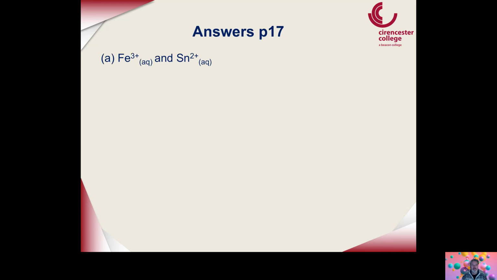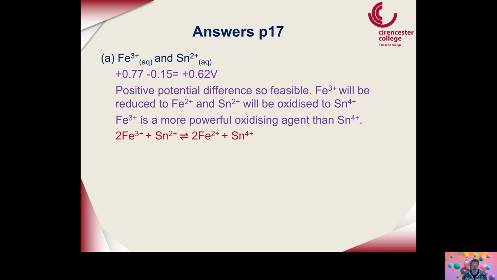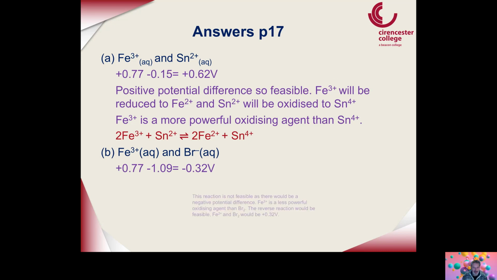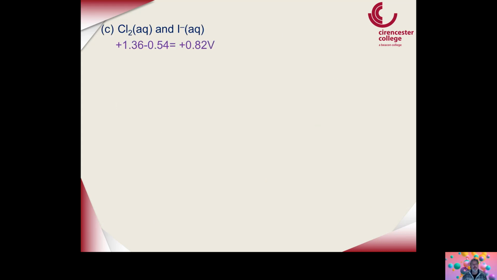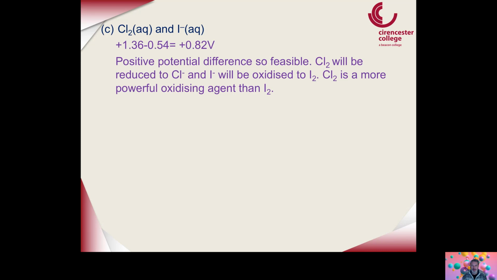Okay, so page 17, so we've got that one. Right, then there was the second one, Fe3+ and Br-. If you work out the values, it comes to that. So that one is not feasible. Negative potential difference. Fe3+ is less powerful than bromine. The reverse reaction would be feasible. Fe2+ plus Br2 would give us a feasibility of plus 0.325 volts. Definitely a good one.